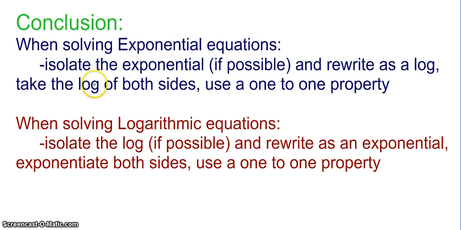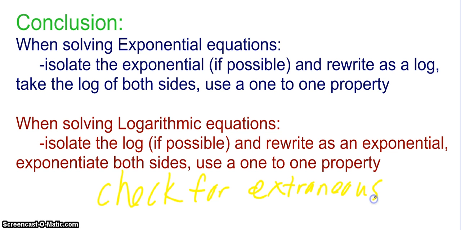So when solving exponential equations, we want to isolate the exponential if possible. Then rewrite it as a log, take the log of both sides, use the one-to-one property, whatever is easiest, and solve for x. When solving logarithmic equations, isolate the log if possible. Then rewrite as an exponential or exponentiate both sides, or use the one-to-one property to solve for x. Don't forget with logs, check for extraneous solutions.